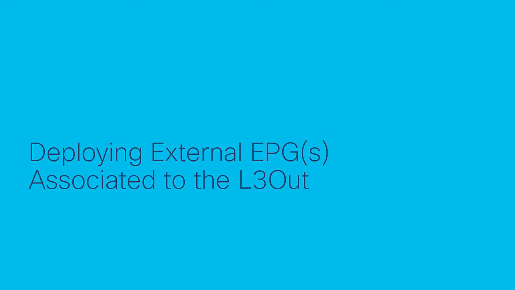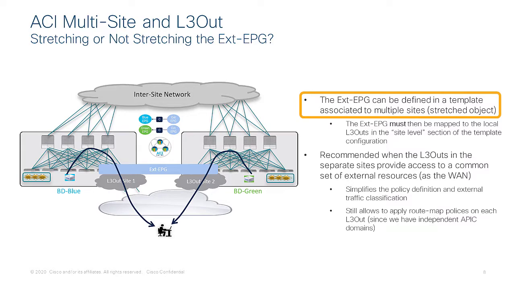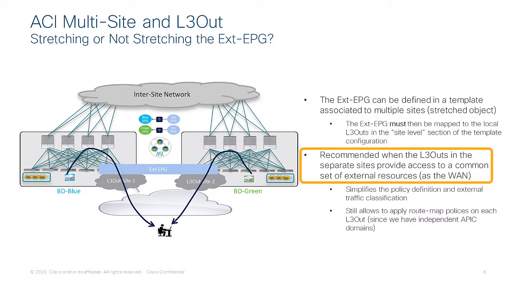Now, no matter which L3 out I deploy, associated to the L3 out there are one or more external EPGs. The external EPGs essentially represent or model the external destination that can be reached through the L3 out. When deploying an external EPG in a multi-site domain, the interesting question comes: should the external EPG be a stretched object, or an object defined individually at the fabric level? And here, in my opinion, the recommendation is to define the external EPG as a stretched object every time the L3 outs are defined in the different sites.